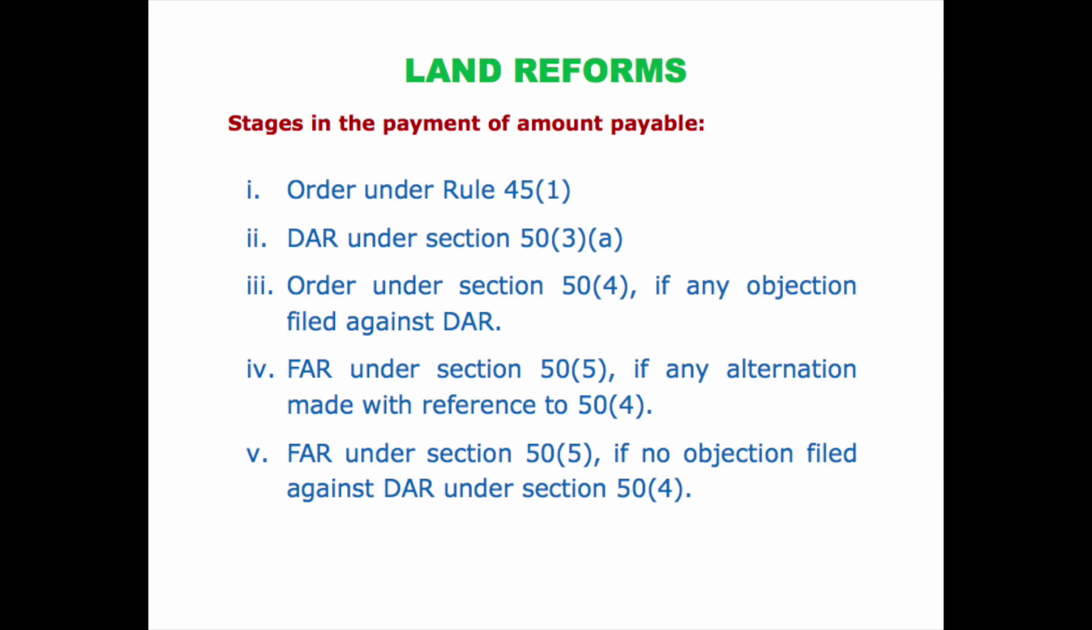Under Section 59, the authorized officer should rectify any bona fide mistakes found in the draft assessment roll or final assessment roll either of his own motion or on application from the persons concerned. Similarly, under Section 50(10), the authorized officer should rectify any arithmetical or clerical mistake found in the draft assessment roll or in the final assessment roll.